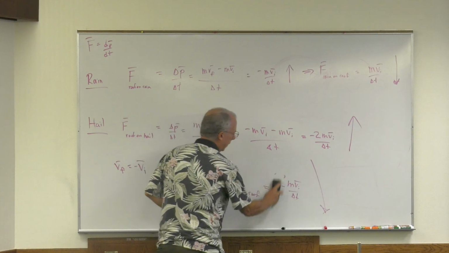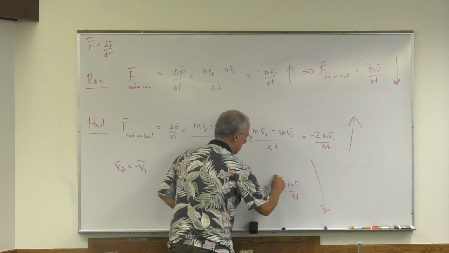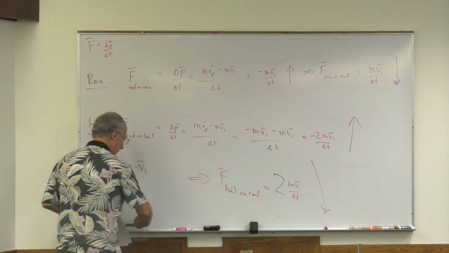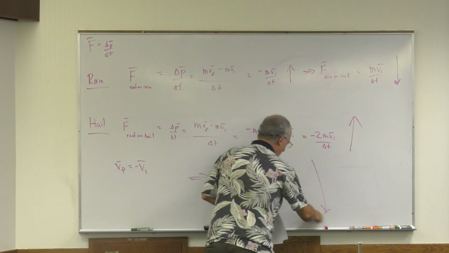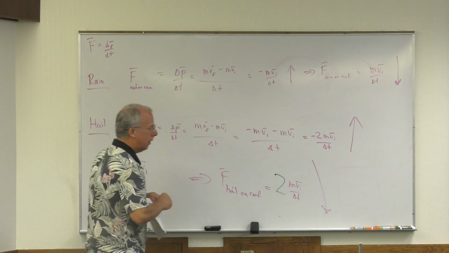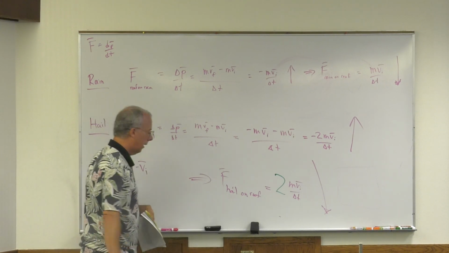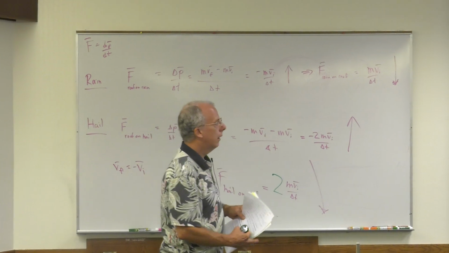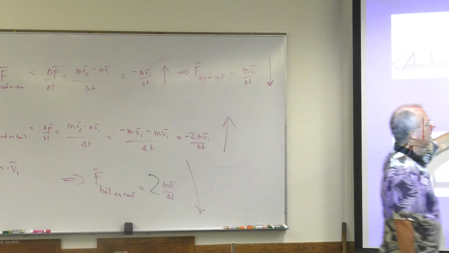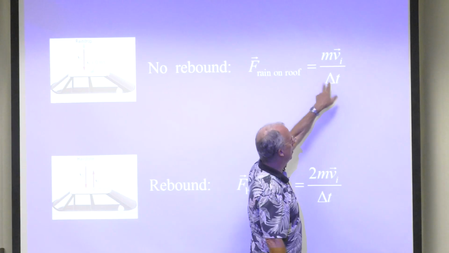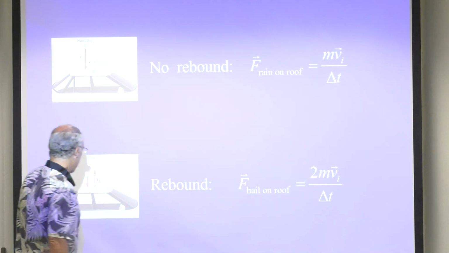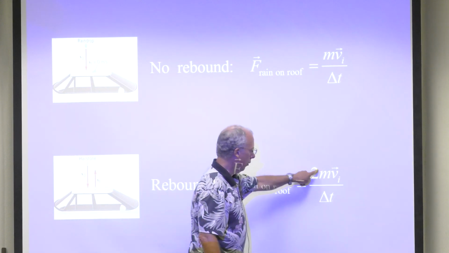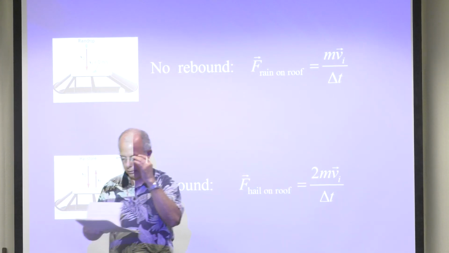2, right? The factor of 2 here. That's the difference. Okay, so if it rebounds, the force is twice as great as if it doesn't rebound. So no rebound, that's the force that the rain exerts on the roof. With a rebound, with the same magnitudes, the force of hail on the roof, you get a factor of 2. Okay, factor of 2.